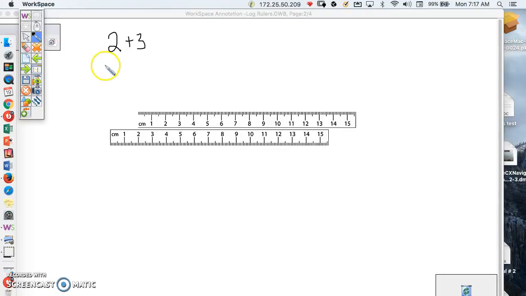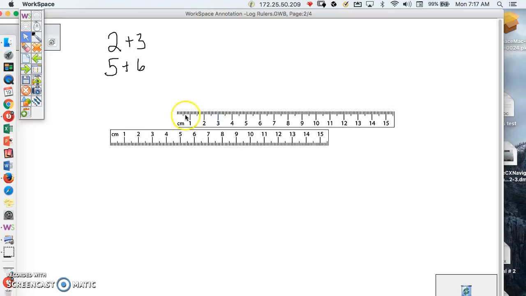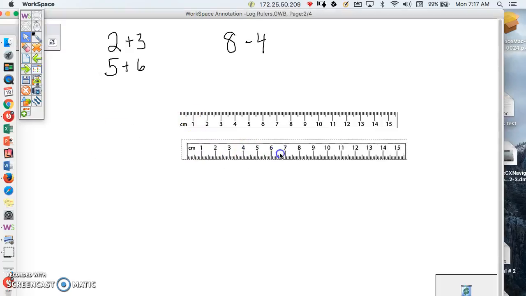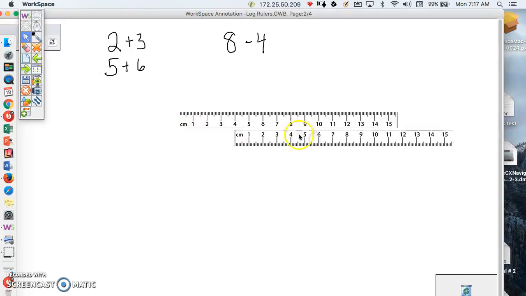We could do maybe 5 plus 6. So we start at 5, we add 6, and we end up with 11. And you could do some subtraction too. You could do 8 minus 4. So we start at this top one at 8, subtract 4, and we end up with 4.